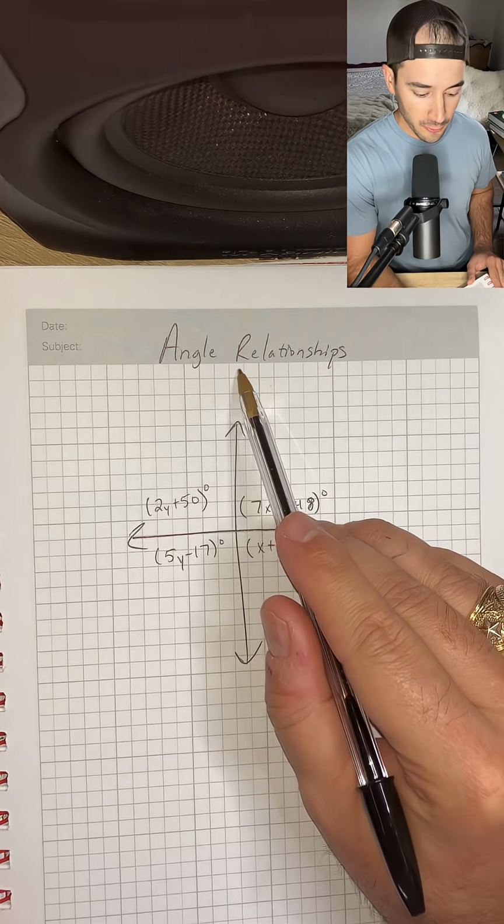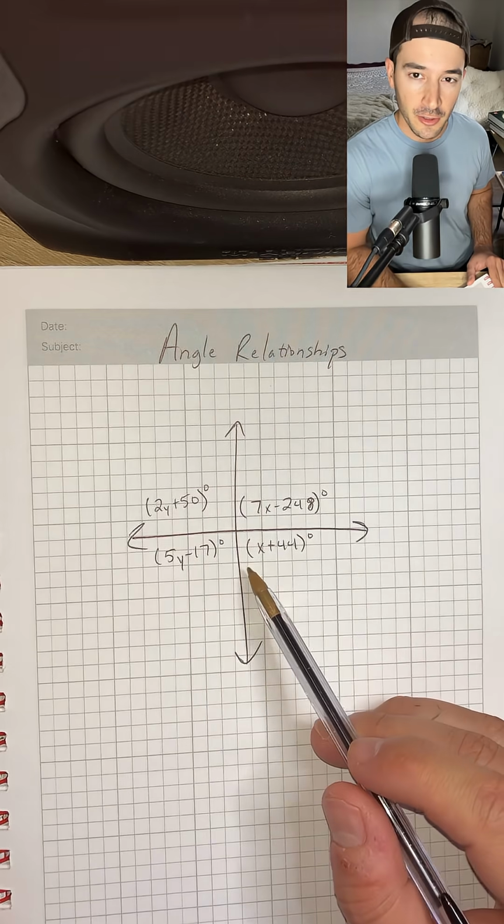This is what you should have learned in geometry last year, part 8. So we're talking about angle relationships again. This time it's a little bit harder of a question.